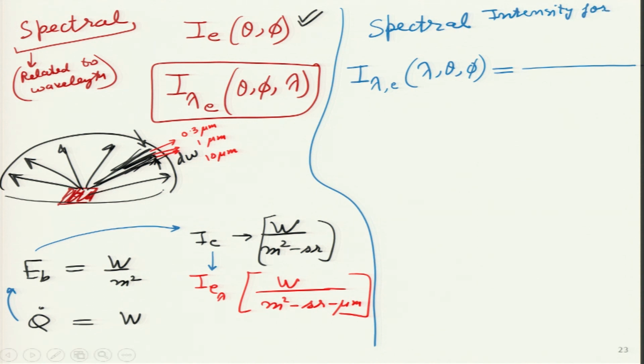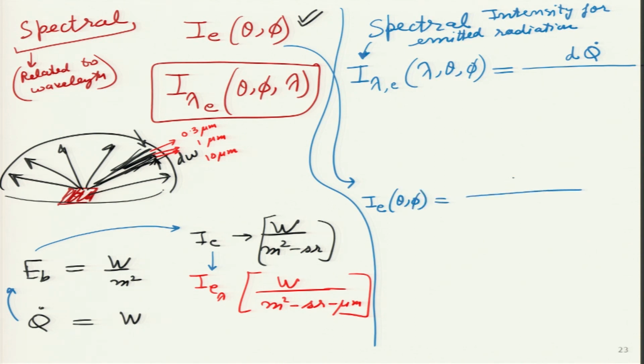for emitted radiation, and that is this quantity over here. So, it will be the ratio of d q dot, and just for completion's sake, let me also write this thing over here. What was I e theta and phi? It was simply d q dot divided by projected area per unit projected area per unit solid angle.